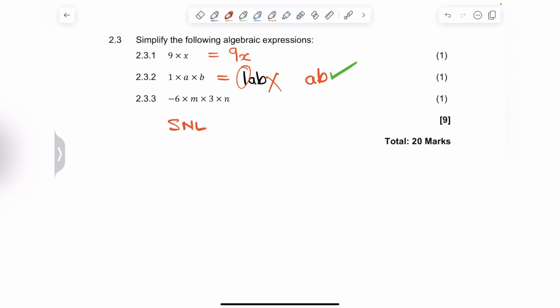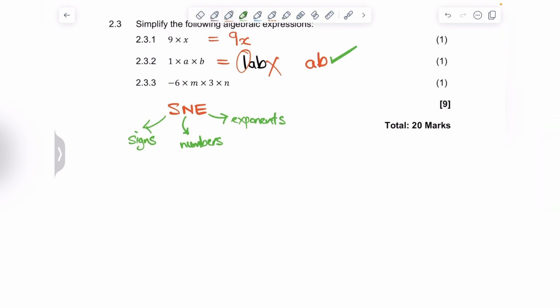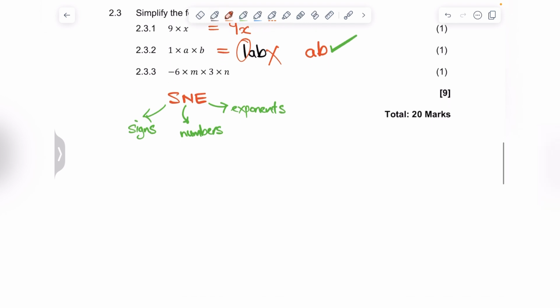We can apply SNE, SNA, which of course means signs first. We will look at signs first. We will look then at the numbers being involved here, and then afterwards we will look at exponents. So if I follow that principle or that order of operations, if I look at signs first, I've got a negative being multiplied by everything else that has positives. So my overall answer will contain a negative sign. So that is signs taken care of.